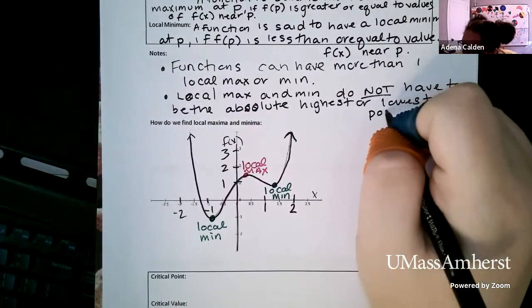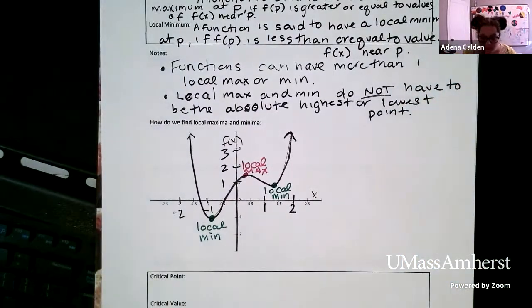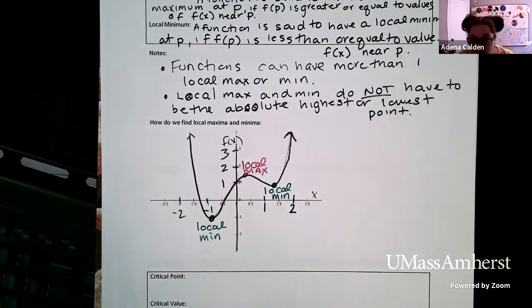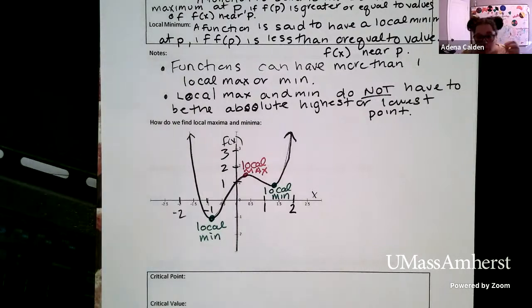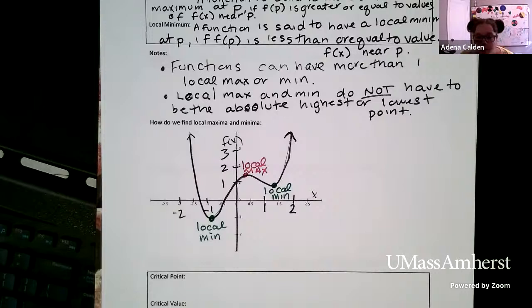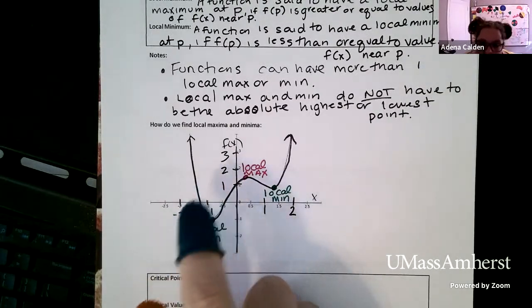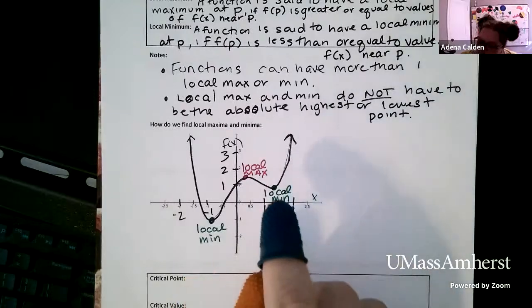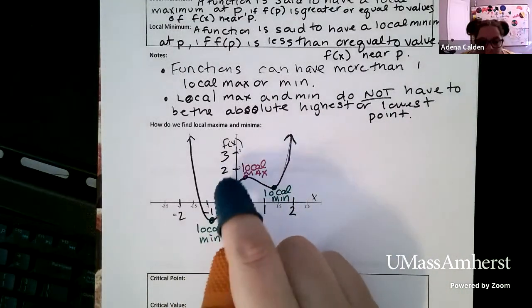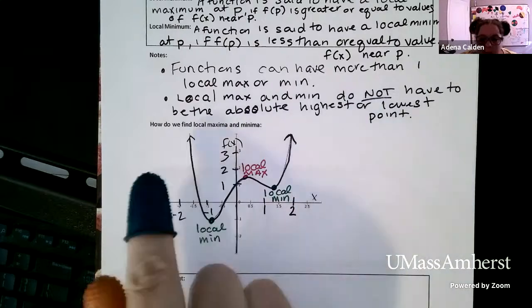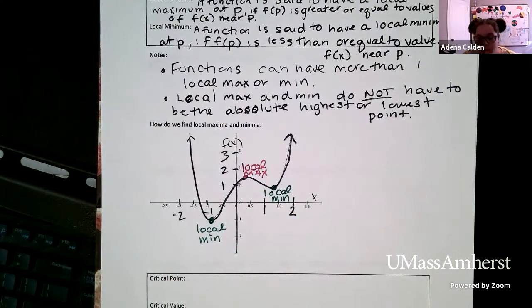Okay, and I bring that up because when we hear the word maximum or minimum, we often think the biggest and the smallest. And that's going to be true when we talk about global or absolute maximums and minimums, but those are different than local. So local means in a small area. So here you can see that this local min down here is also an absolute minimum. It's the lowest point on the graph. But this local max is not the absolute maximum. There are definitely points that are higher than this on the picture, and that's okay.